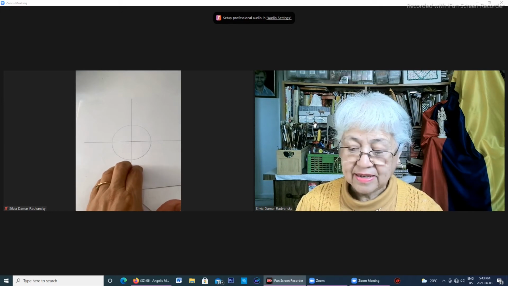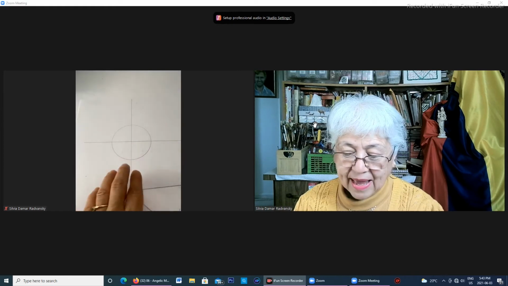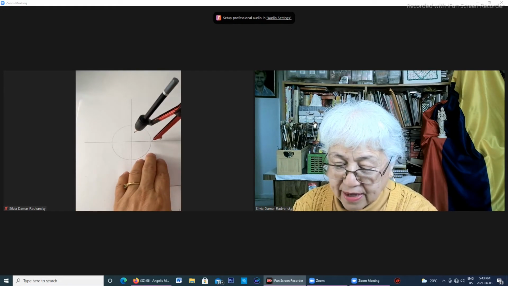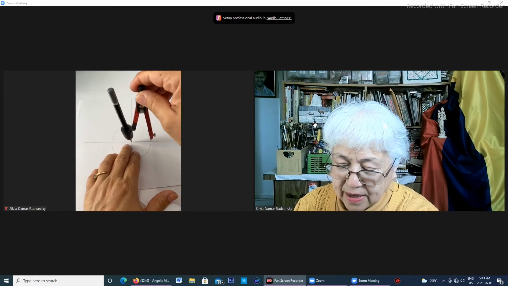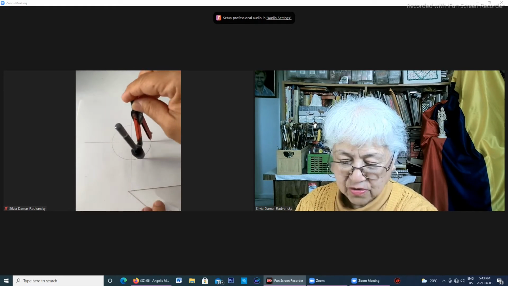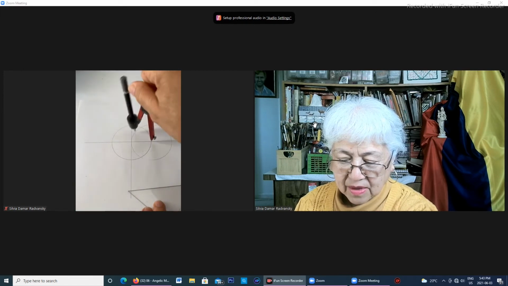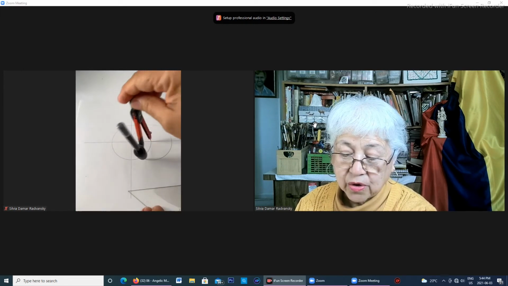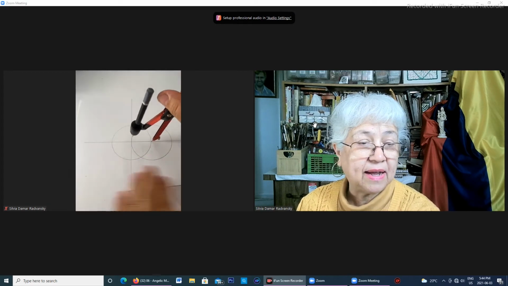In this case, I will make another circle, but I will connect it here, and the center will be the common point for this circumference. So I make it like that. And the horizontal, this is in the horizontal, yes.